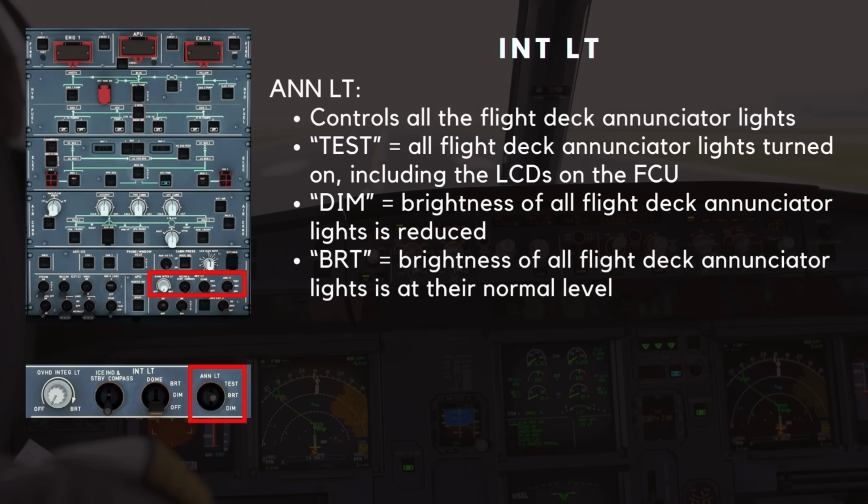The annunciator light switch controls all the flight deck annunciator lights. In the test position, all flight deck annunciator lights turn on, including the LCDs on the FCU. In the dim position, the brightness of all flight deck annunciator lights is reduced. In the bright position, the brightness of all flight deck annunciator lights is at their normal level.